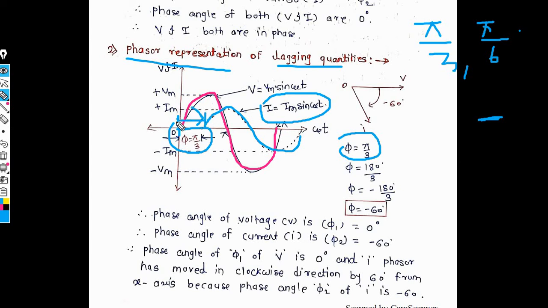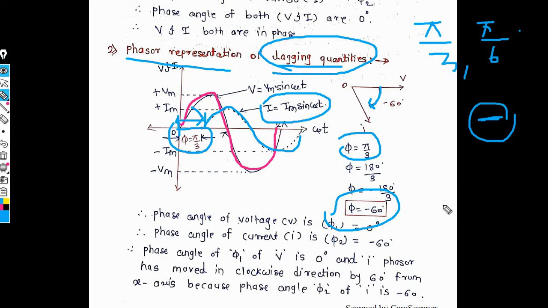Okay, that means the current waveform will be minus from the voltage waveform. Then we have considered minus pi by 3, that is 180 upon 3, and we have obtained phi equal to minus 60. This is the direction of the phi angle, minus 60. Minus 60 means lagging. Then the angle upward side is plus 60.